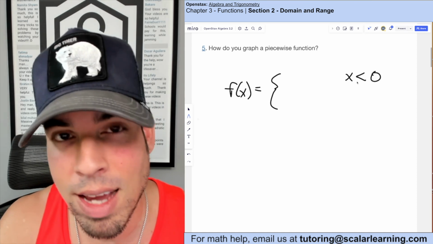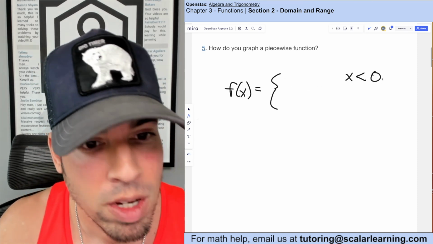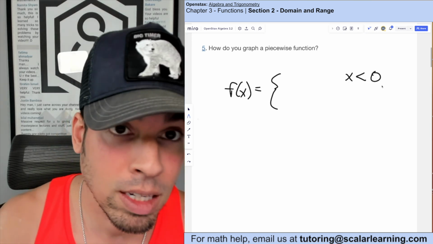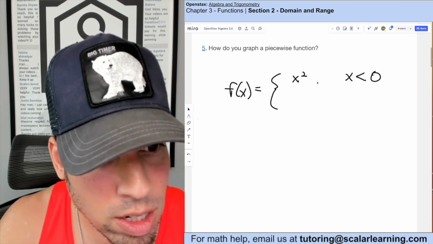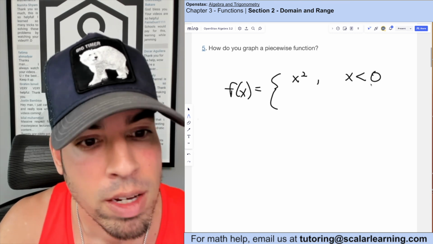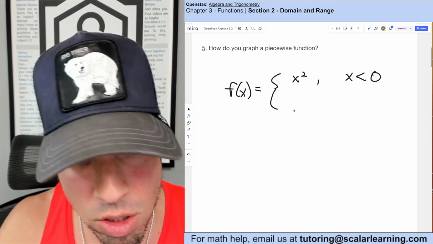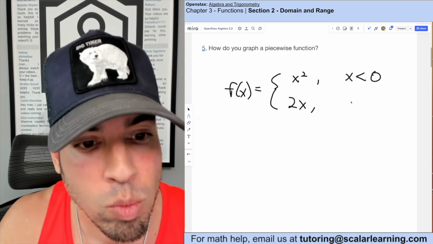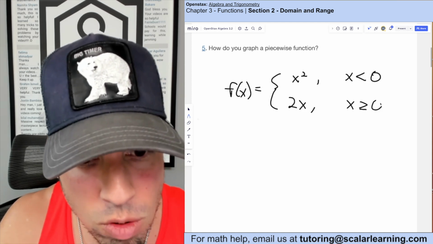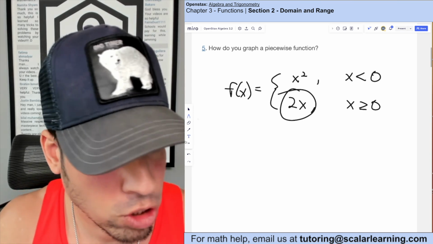So for example, when I say x is less than 0, I'm saying whatever the function is up here is only going to take up values from -infinity up to 0. So for example, if I had x squared as my function, we'll just put a little comma there. It's only x squared where the domain values are less than 0. And then if I had a function here of 2x, when x is greater than or equal to 0, this is for all the positive values we'd be plugging into this function of 2x.